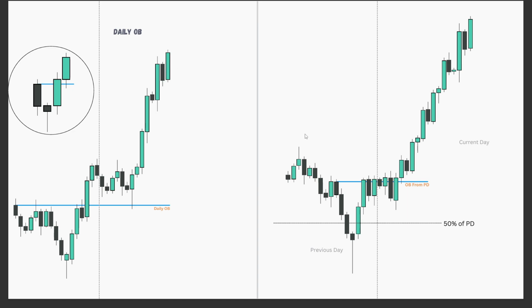Now in the fourth example, we will use the order block from the previous day's range. For example, on the previous day, we had an order block, a change in the state of delivery. Now on the next day, we open up and then created the low of the day inside the change in the state of delivery and then expansion to the upside.